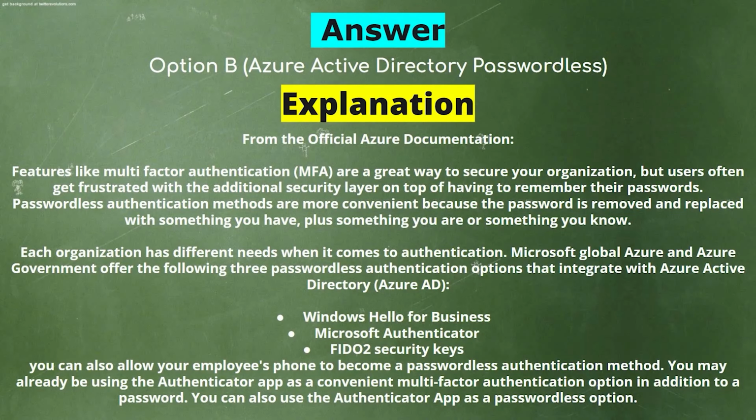You can also allow your employee's phone to become a passwordless authentication method. You may already be using the Authenticator app as a convenient multi-factor authentication option, in addition to a password. You can also use the Authenticator app as a passwordless option.